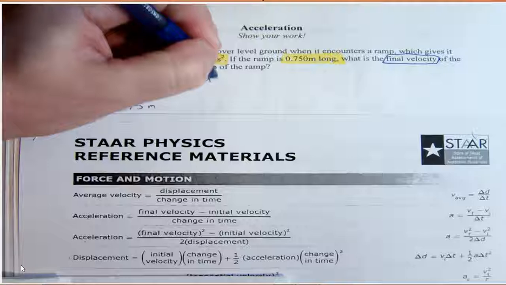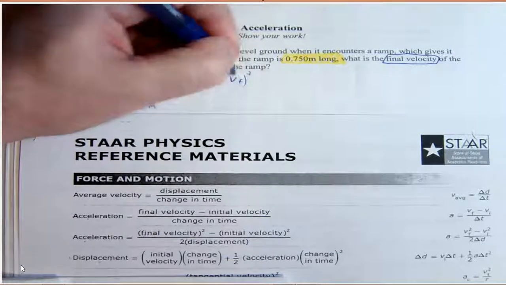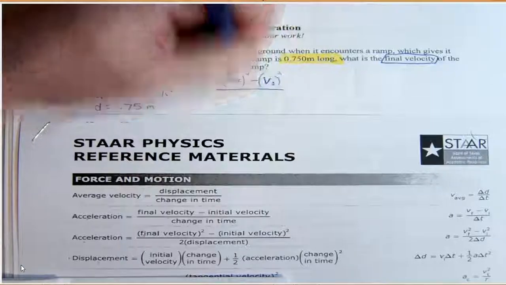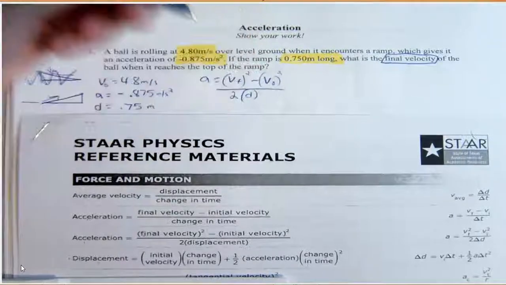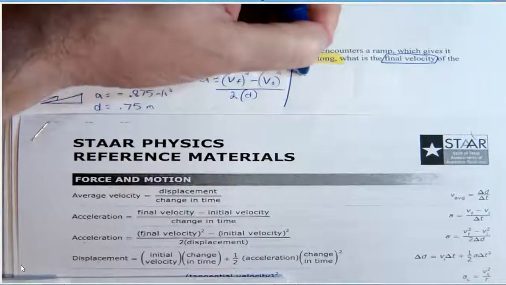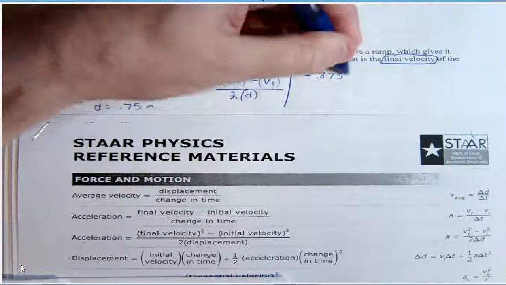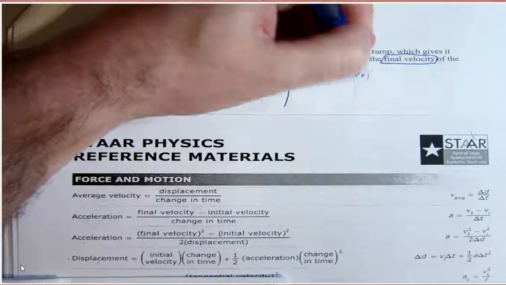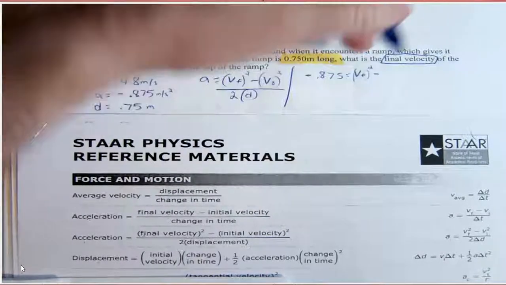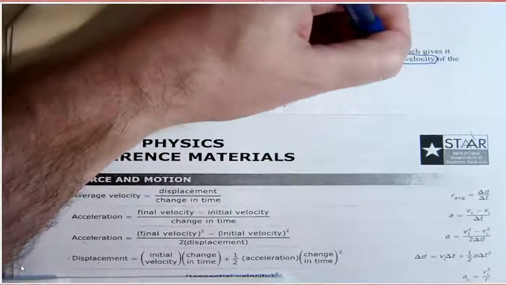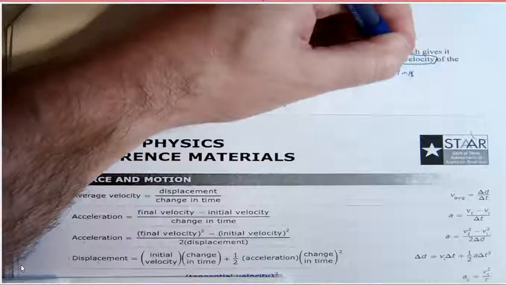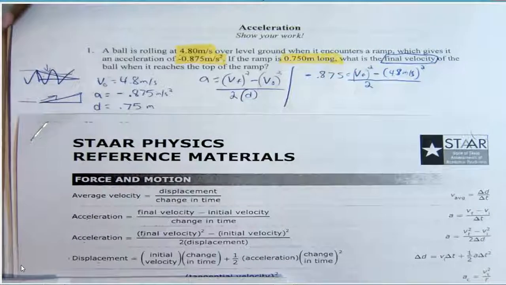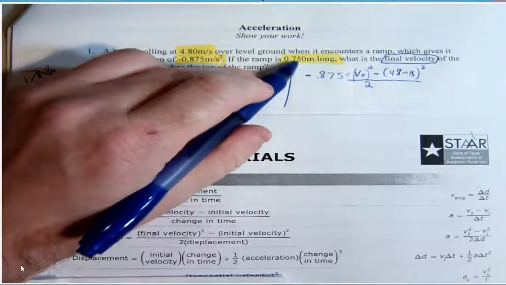Let's write our formula. Acceleration equals our final velocity squared. Cannot forget about this. This is where everybody screws up. They forget the squared. Minus the initial velocity squared over 2 times the displacement. Cool. Now we plug. Acceleration, negative 0.875 equals, what's our final velocity? We don't know. Final velocity squared, can't forget about that, minus initial velocity. What's our initial velocity? 4.8 meters per second, squared, over twice the displacement, which they tell us is 0.75, because that's the whole ramp.